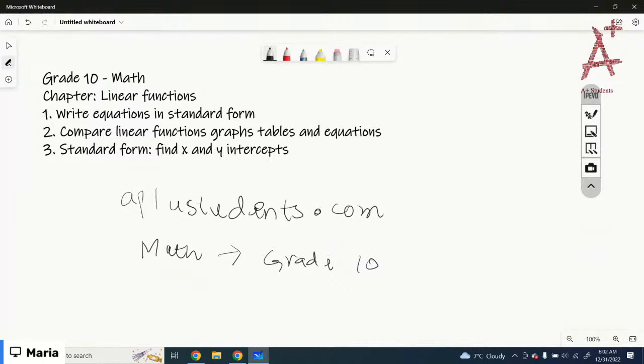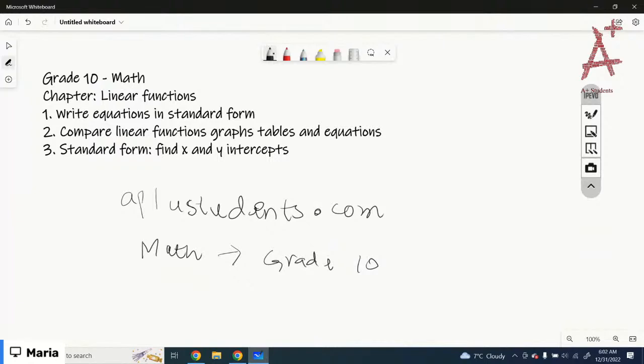There you can find the list of the chapters. So, we're going to start with the chapter linear functions. You can find the chapter linear functions on grade 9 maths. So the lessons we're going to cover today are write equations in standard form, compare linear functions, graphs, tables and equations, standard form, find x and y intercepts.